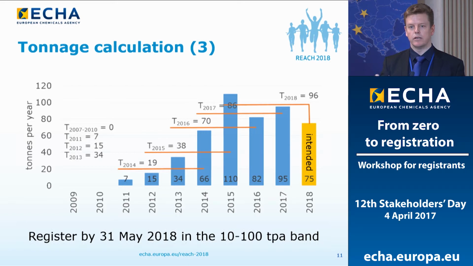But if we go to 2014, which is the first year where you have three previous years of manufacture or import, the tonnage for 2014 is calculated based on the average of these three years, which is 19 tonnes. Similarly for 2015, which is 38 tonnes, 2016, 70 tonnes, and 2017 is 86 tonnes. What I can highlight here is that you see 2015 was a year where the tonnage was greater than 100 tonnes per year, but the actual average tonnage was less than this. So you can still register in the 10 to 100 tonne per year band.